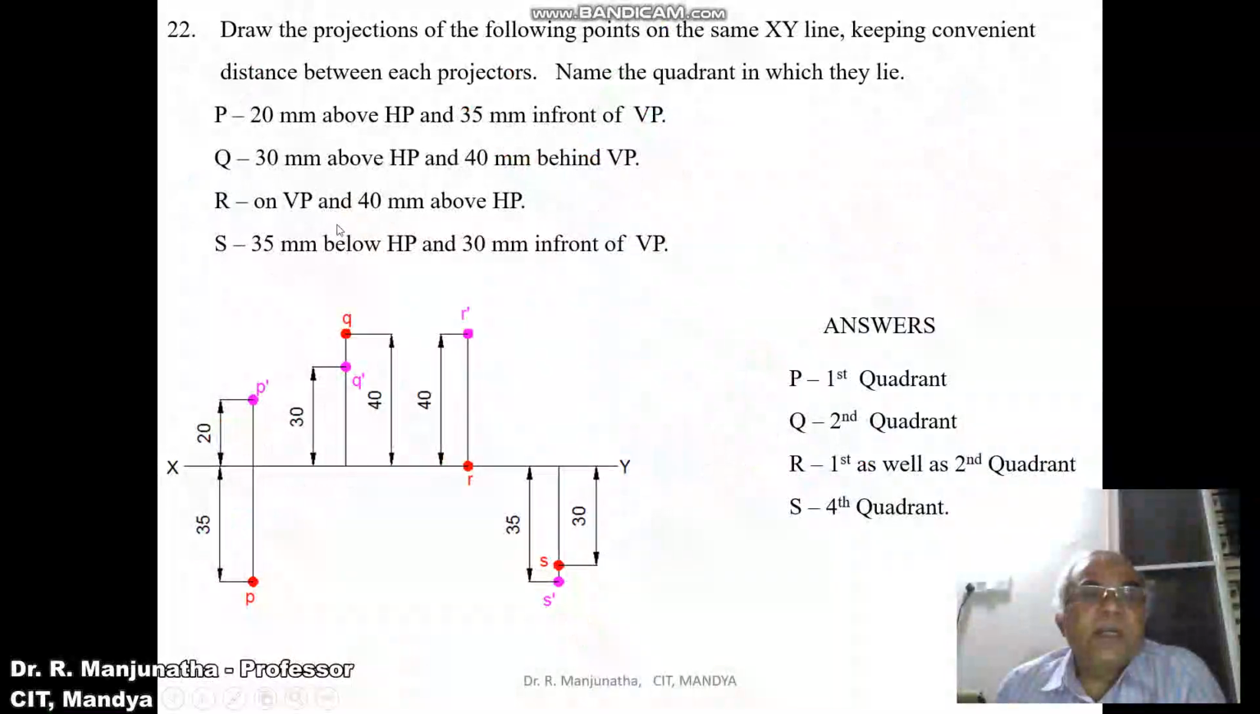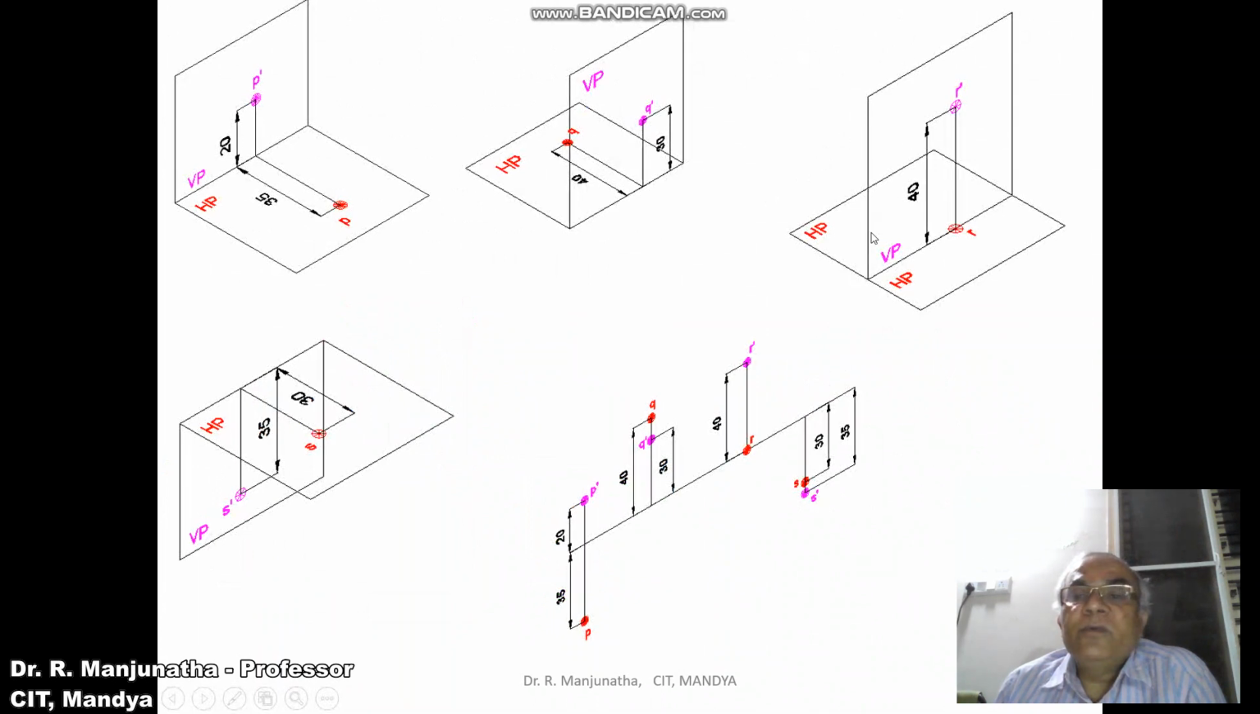Now we will come to the next one. R is on VP and 40 mm above HP. Since R is on VP, it will be on the XY line. Above HP will be in two conditions, that is, in the first as well as the second quadrant. Now we are going to take both the cases. First we consider the first quadrant and also the second quadrant.